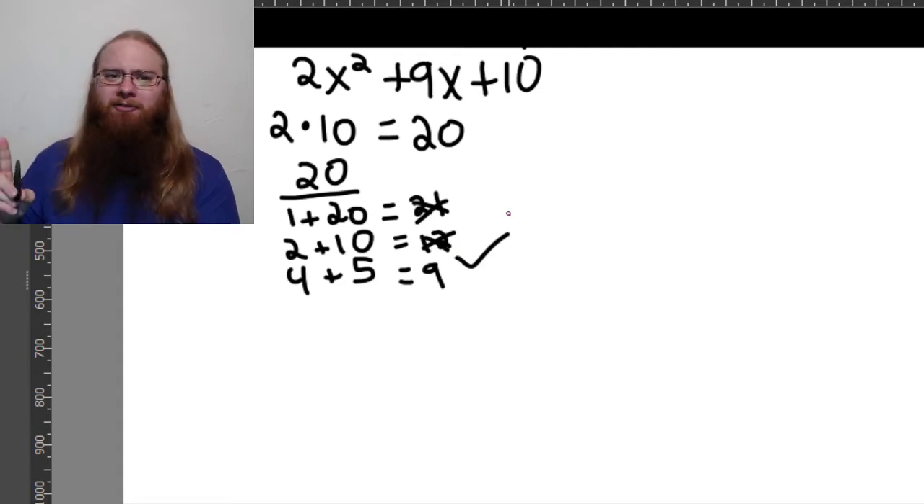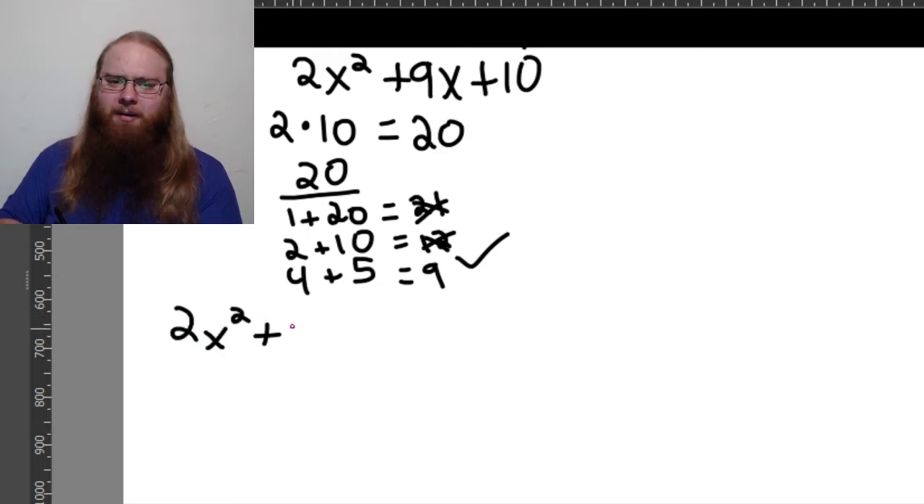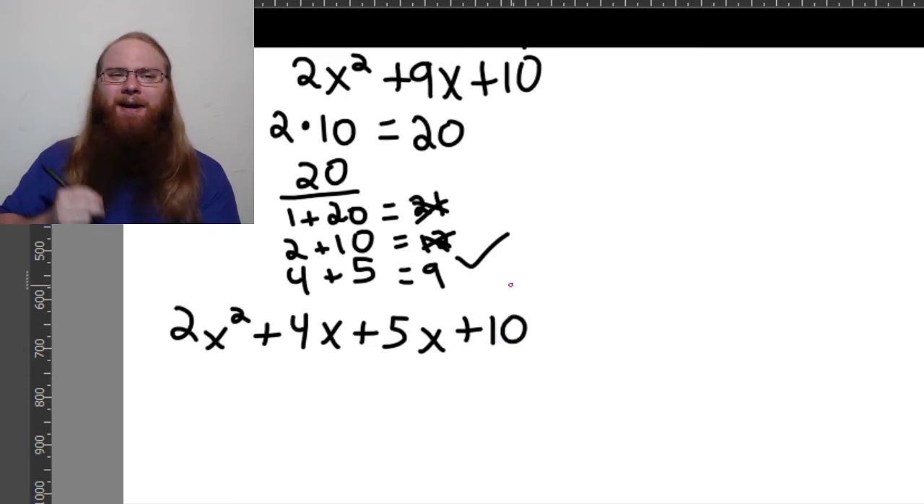But we're not ready to write our answer yet. When we have a number in front of x squared, we have to take this another step. We have to add another step to this. We're going to have to change this middle number and replace this middle number with our factors. So what I mean by that is we're going to rewrite the original problem, but instead of writing a 9x, I'm going to write plus 4x and plus 5x. So we split that 9x into those two factors that we found.